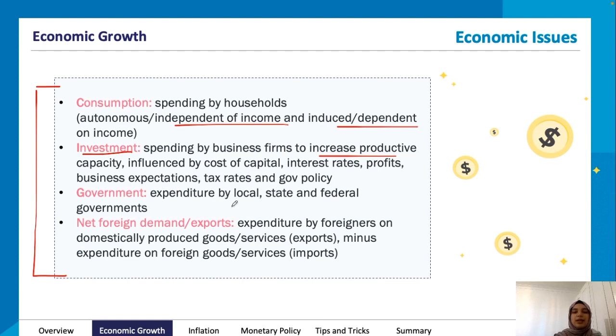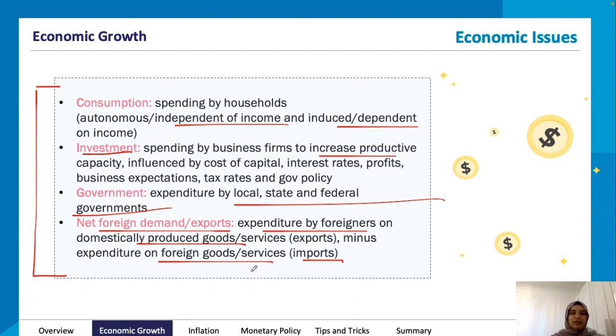Government, so expenditure by either the local, state, or federal government is known as the government area of aggregate demand. That's the example of, for example, the Dine and Discover vouchers, which were introduced by the state government, I believe. Net foreign demand, looking at expenditure by foreigners on domestically produced goods and services, which is exports, minus expenditure on foreign goods and services, which is imports. So if we have more exports than imports, it means we are actually making more money as an economy than we are giving away or buying. So that is where we can determine that.